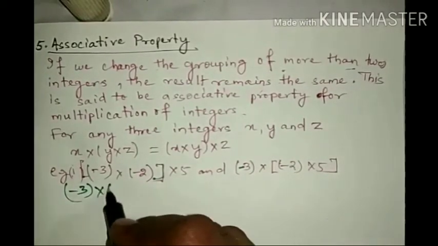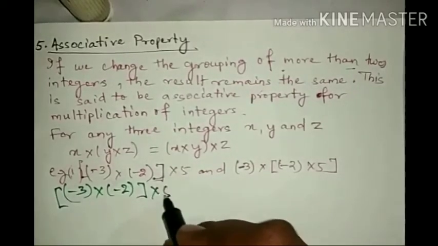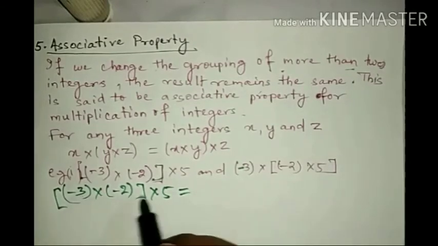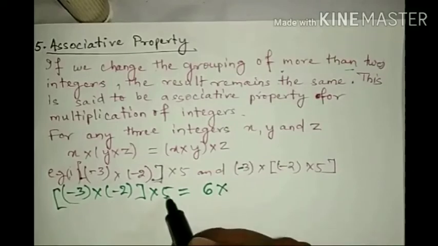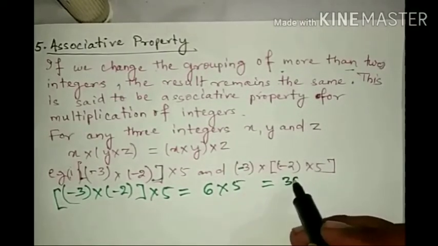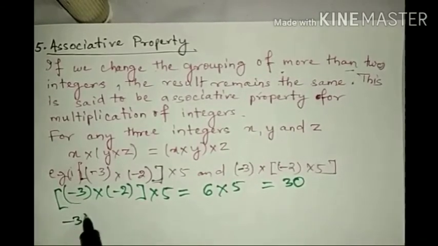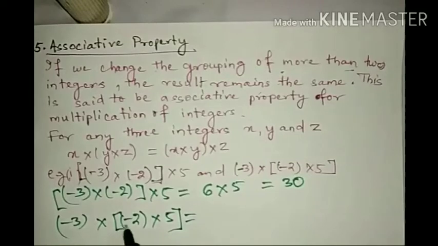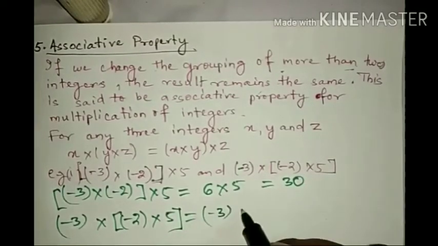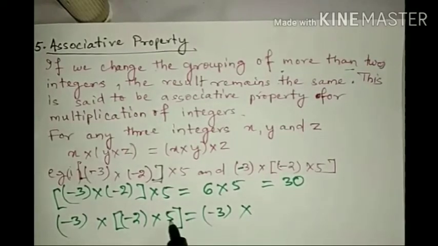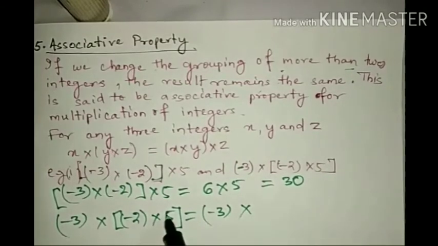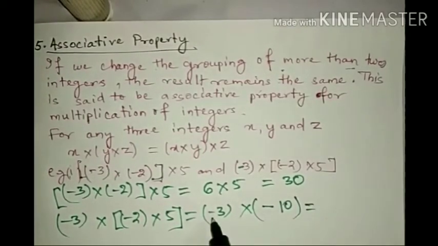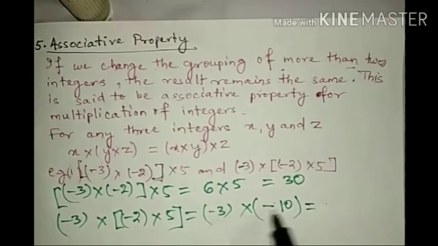Minus 3 into minus 2, whole, into 5 equal to, first we will multiply the first and second numbers. So minus minus plus, 3 into 2 is 6, into the next third number, 5. 6 into 5 equal to 30. We'll check the second. Minus 3, then in brackets minus 2 into 5. This puts the second and third numbers in brackets. So we'll keep the minus 3, then first multiply the numbers in the bracket. So minus 2 into 5, minus into plus, minus, so minus 2 into 5 equal to minus 10. Next we'll multiply minus 3 into minus 10, minus into minus plus, 3 into 10 is 30.